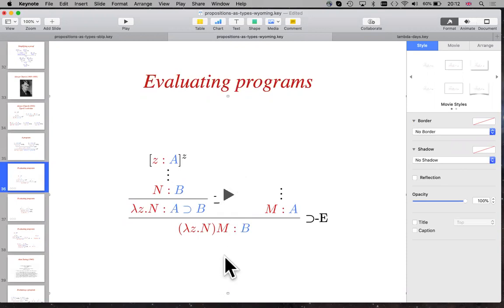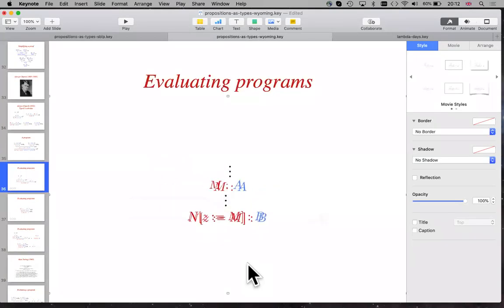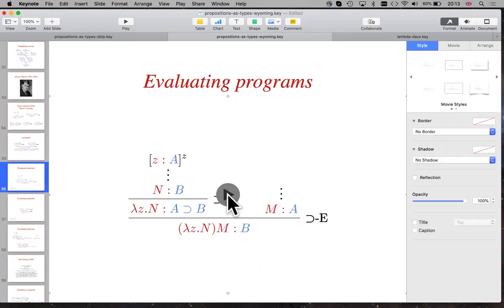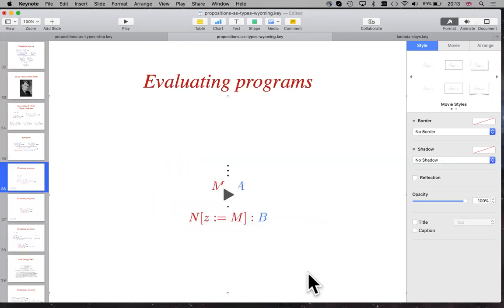And when we do that, it's going to be well typed. Let's see why. We're going to take z of type A and replace it with this term M of type A. Before, we did the typing assuming z has type A, but now M also has type A. And we know N has type B. So the result, just like lambda z. N applied to M has type B, N with z replaced by M will also have type B. And that's exactly what this animation is showing us.